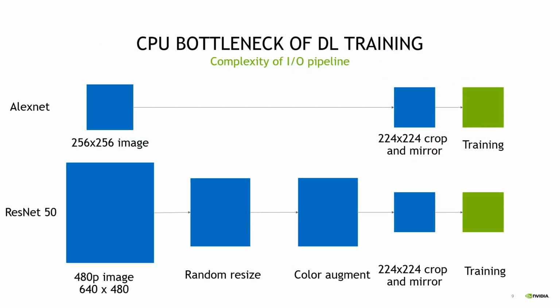And if you also consider that normal pipelines include different steps. For instance, I'm here representing two very common networks, AlexNet and ResNet 50. You see that there are a lot of tasks in your feeding pipeline, in your data loading pipeline, to manipulate your data before the training of the network. So you might go through a resizing of the image, an augmentation of the colors, a cropping, a mirroring. So there are different steps that usually take place on the CPU. So we do have a complex I/O pipeline in most of the cases.